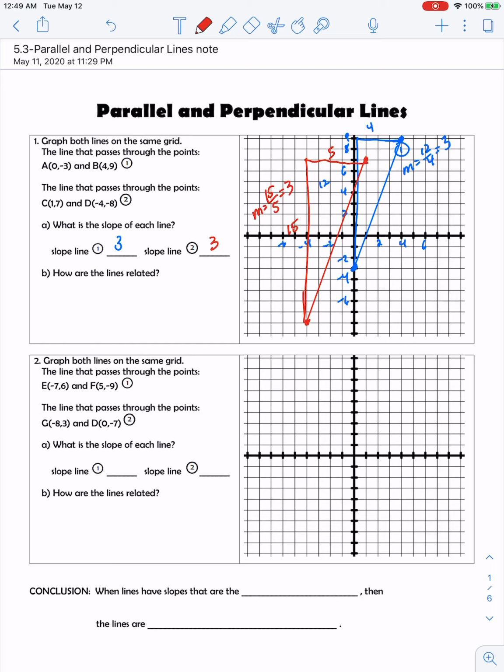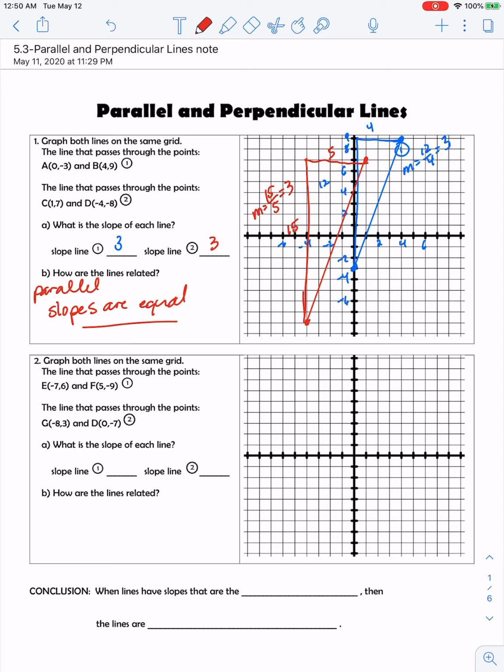How are the lines related? Well, those 2 lines sure look parallel to me. So the slopes are the same, they're parallel, and the slopes are equal. Notice I wouldn't have known the slopes are equal if I didn't reduce those 2 slopes. You always have to reduce your slopes or you're going to make incorrect observations.